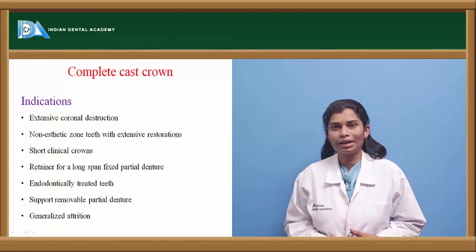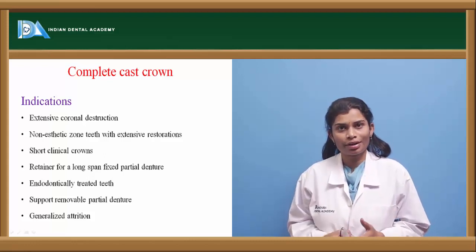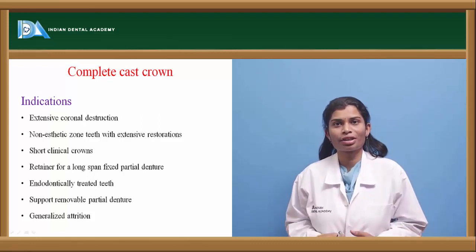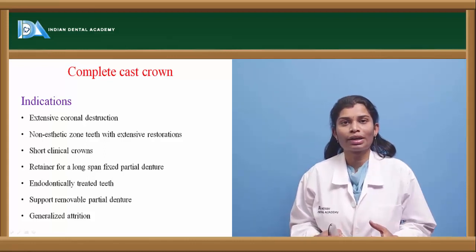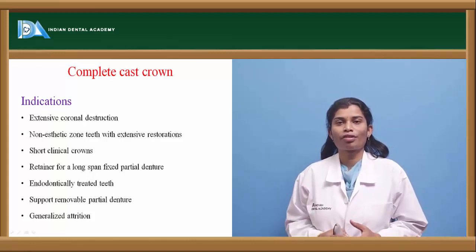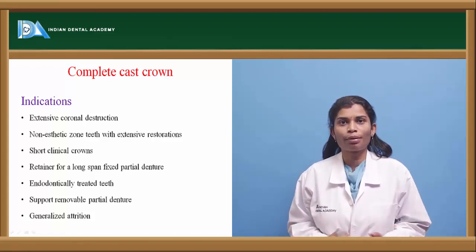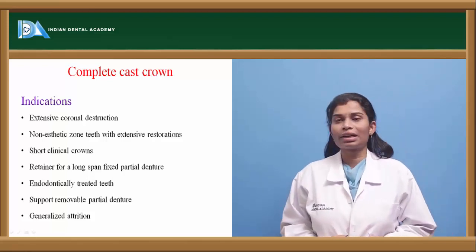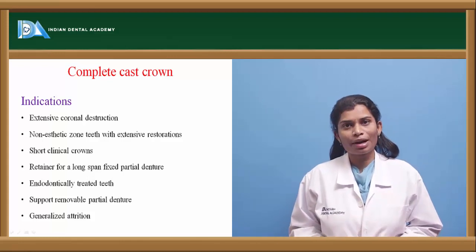And in endodontically treated teeth, where the tooth will already be destructed due to caries, and added to that, the access opening reduction that you have done will reduce the amount of dentin so that the tooth will get weak. In such cases, you have to get the tooth under good control by using a complete coverage restoration. And also in case of generalized attrition cases and in support for a removable partial denture.